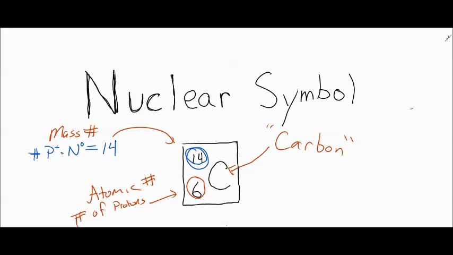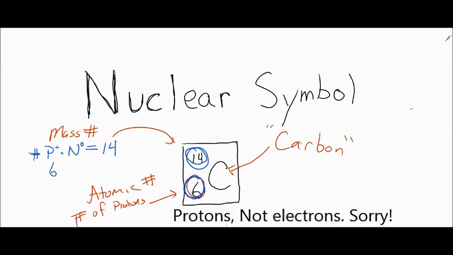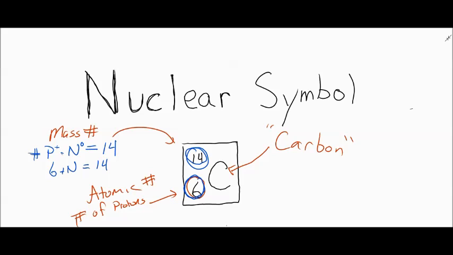Now I can quickly solve this to figure out how many neutrons I have. So down here I figured out, okay, my atomic number tells me I have 6 protons to work with. So I wind up with 6 plus the number of neutrons is equal to 14. And if we do a little math, you guys can quickly figure out that the number of neutrons is going to be equal to 8.